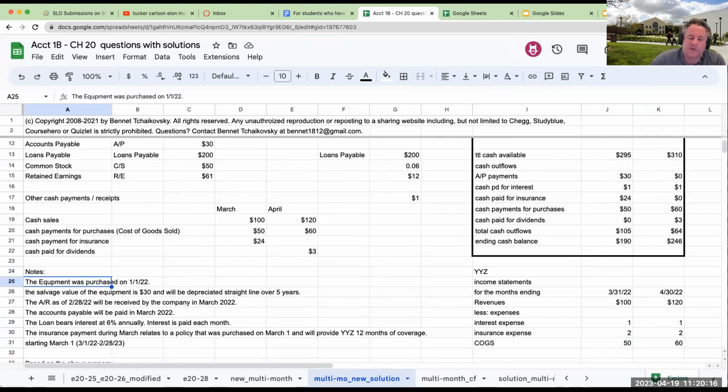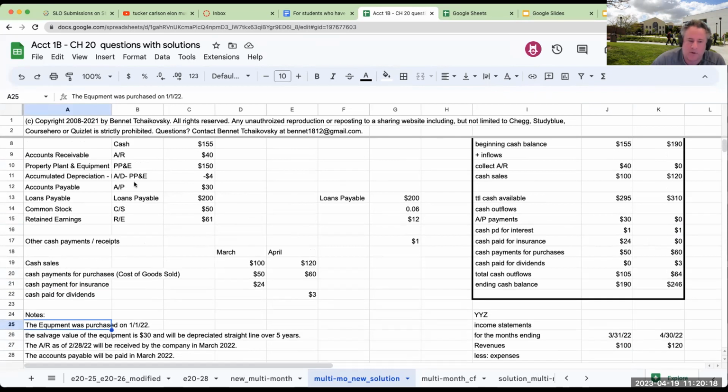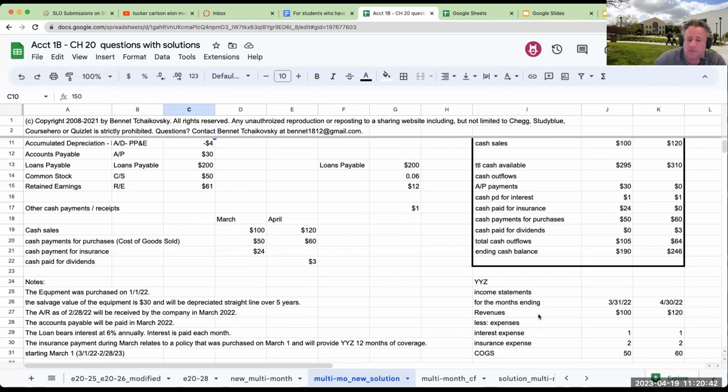Over here, it says that the equipment was purchased on, so this 150 of equipment was purchased on January 1st, 2022. The salvage value of the equipment is 30 and will be depreciated straight line over 5 years. So when I look at this, I know that I need to record depreciation expense, right?